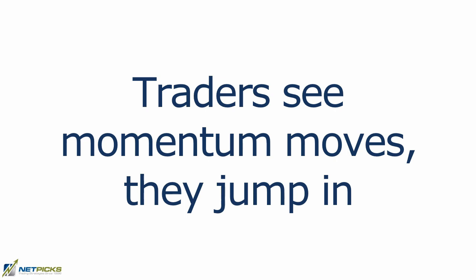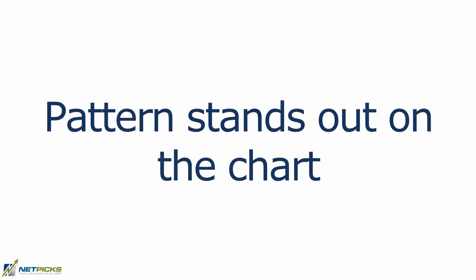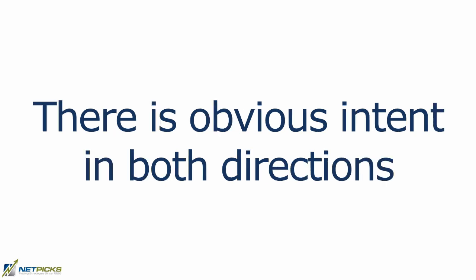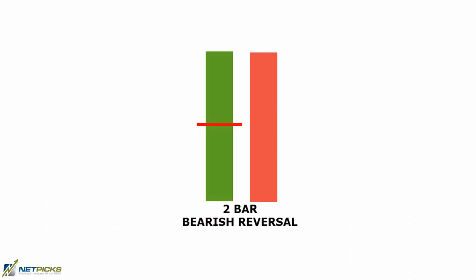So there are some things that you can look for. You want to see the pattern stand out on the chart. Okay, you don't want to have to squint to see that. There's obvious intent in both directions, and this is especially important for the first bar of this pattern. Now, the second bar has to take out a significant portion of the previous one. And for significant, again, keep it simple: anything more than 50% is good enough.